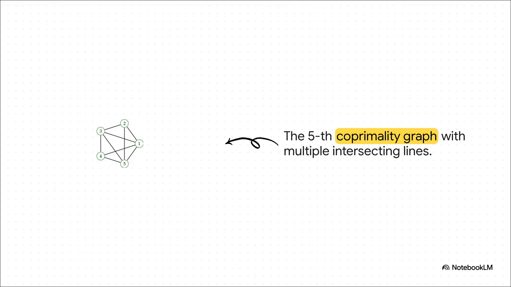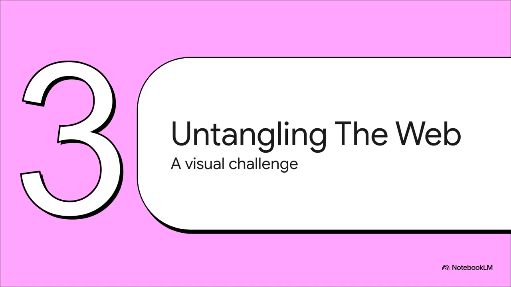We've arranged the 5 nodes in a pentagon shape here, and man, it's a bit of a messy web, isn't it? Notice all those multiple lines intersecting right smack in the middle. Section 3. Untangling the web.